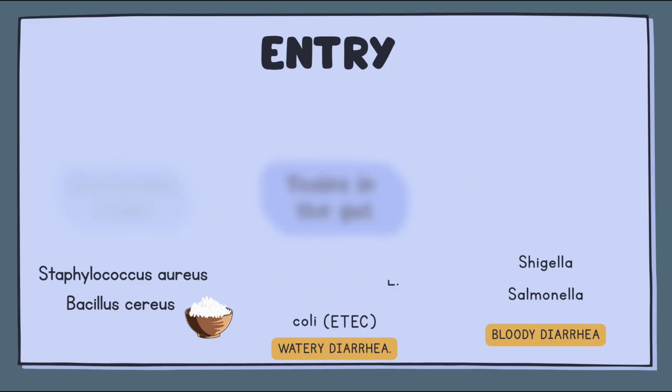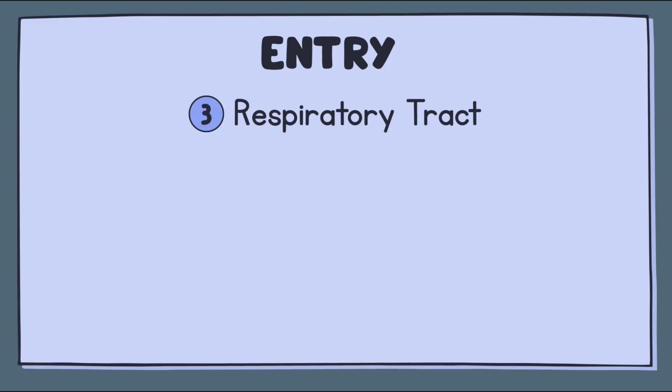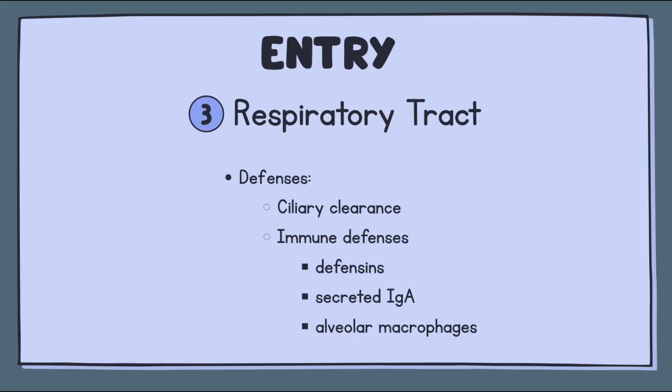The third way that they can enter is through the respiratory tract. So another major route of infection is through the respiratory tract. Like the GI tract, the respiratory tract also has multiple defense mechanisms, including mucociliary clearance and immune defenses, which include defensins, secreted IgA, and alveolar macrophages.